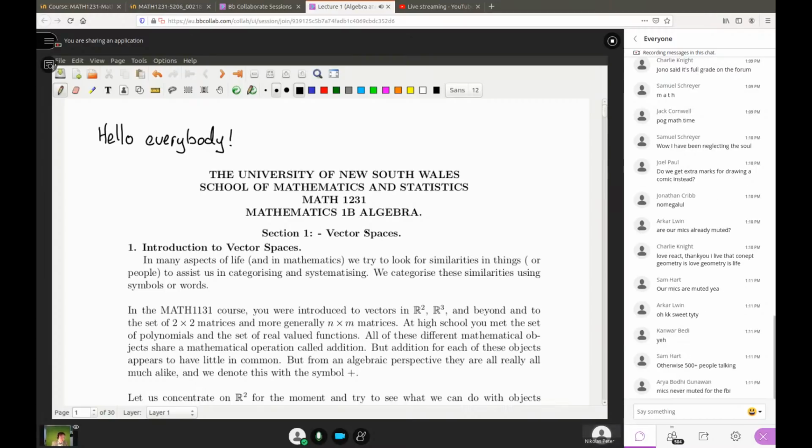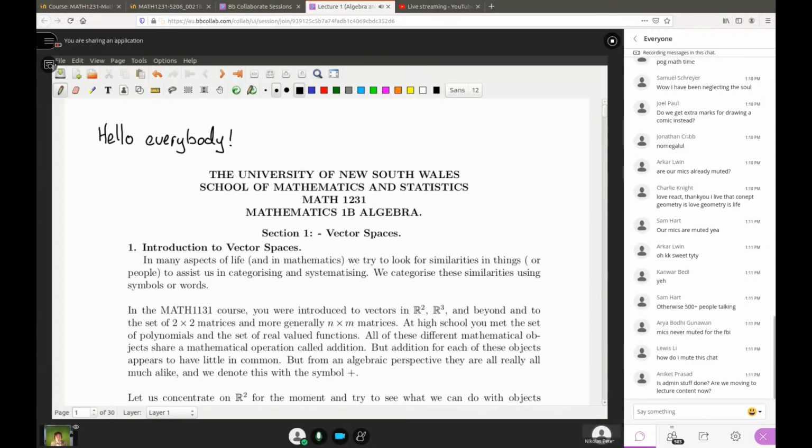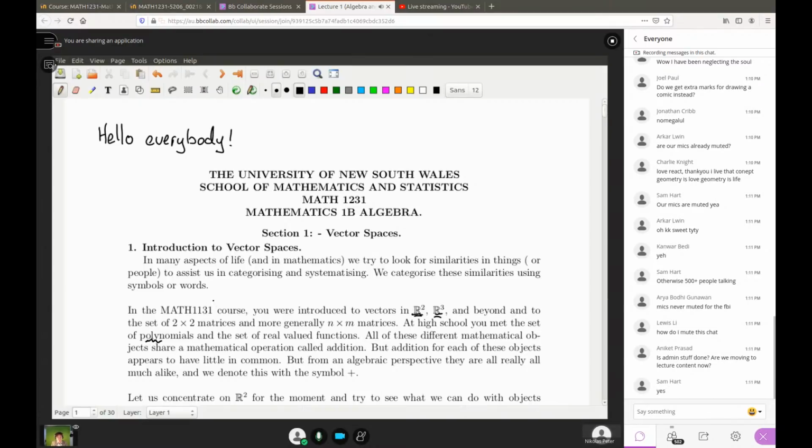In Math1231, you were introduced to several things like R2, the vector space of two-dimensional vectors, R3, which is very similar in structure, even Rn, as well as spaces of 2 by 2 matrices or n by m matrices. You've also met things like polynomials, even functions. All these different mathematical objects share an operation called addition.